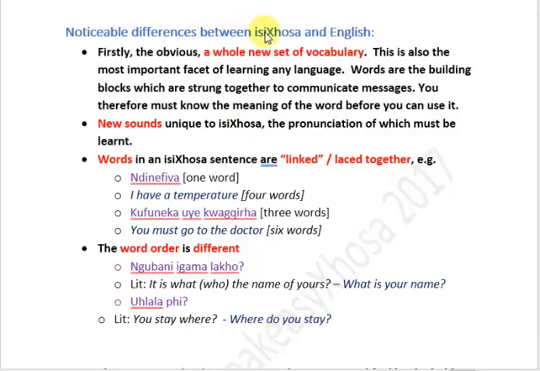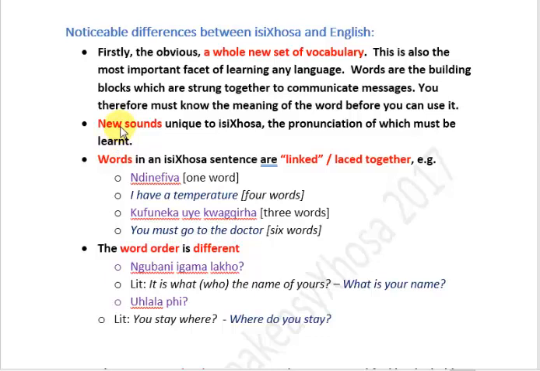We have mentioned that isiXhosa is different to your home language. So let us then look at some noticeable differences between isiXhosa and English. First of all, the obvious, a whole new set of vocabulary, and also the most important facet in the learning of any language. This is because words are the building blocks which are strung together to communicate messages. You therefore have to know the meaning of the word before you can use it.